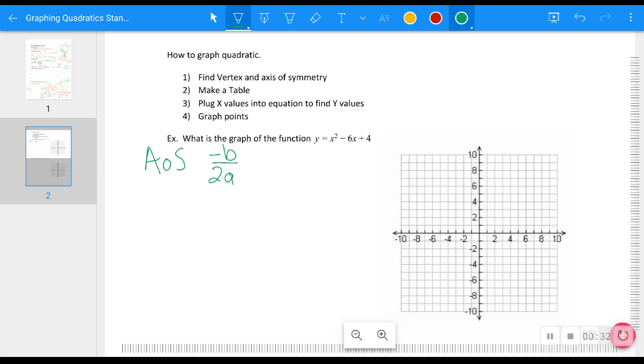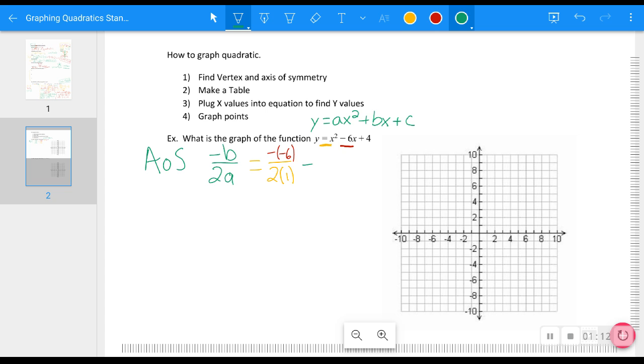And then just a quick reminder, every equation is going to be in the form y equals ax squared plus bx plus c. So in this particular equation, our a is going to be whatever's out in front of the x squared, which is just 1. So our negative b over 2a is going to be over 2 times 1. And our b is going to be whatever's out in front of just the x, which is negative 6. So we have negative negative 6.